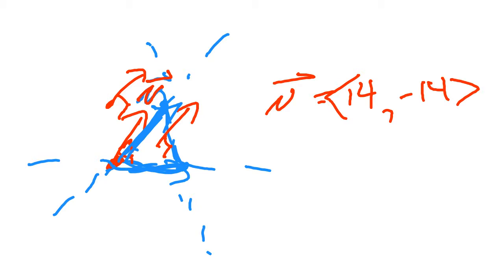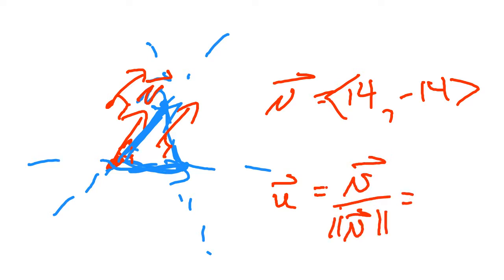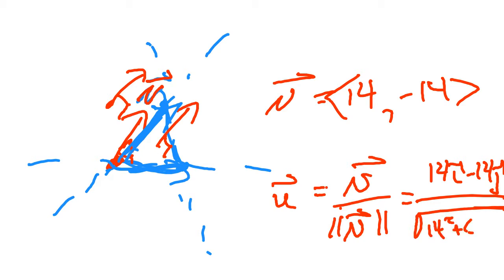If I want a unit vector in that direction, then it's the n vector divided by the norm of n vector, right? So it'd be 14i minus 14j divided by the square root of 14 squared plus negative 14 squared, which is going to have a 2. 14 squared is 196, isn't it? What's 14 squared? 196. So it's 2 times 196. So this ends up being 14 times the square root of 2 on the bottom.